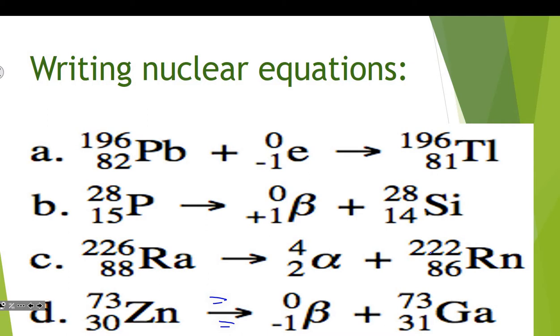Okay, so 73 is equal to 0 plus 73. 30 is equal to -1 plus 31. So the bottom number tells you what element it is all the time. Okay, let's go forward.